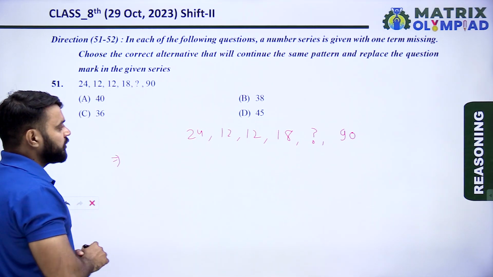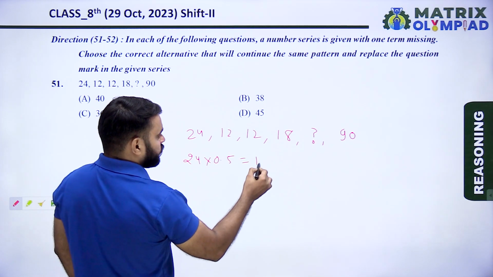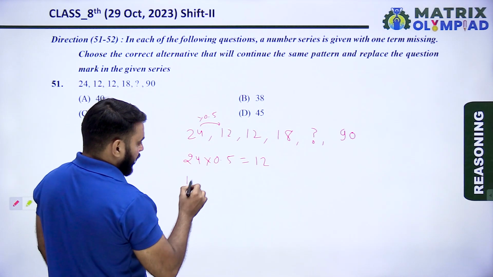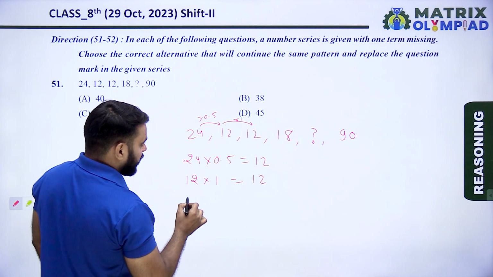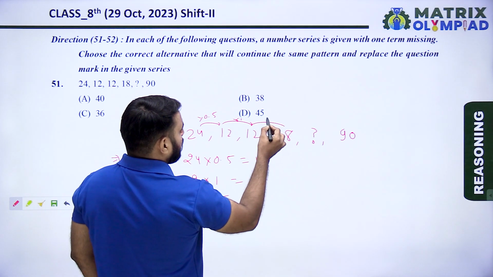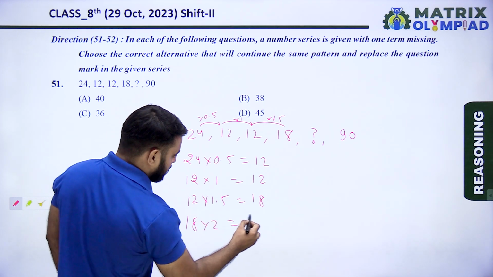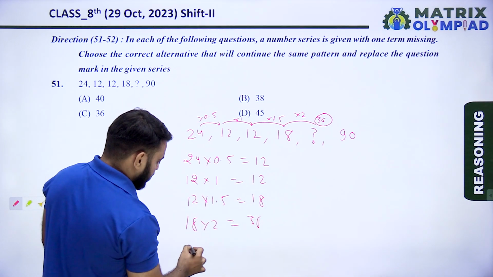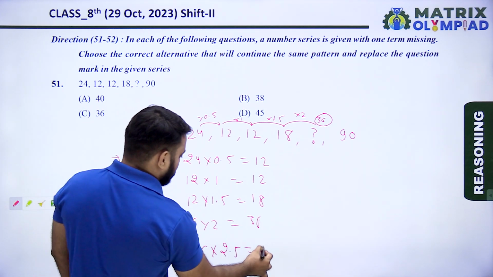First, find the pattern of the question. The pattern is 24 multiplied by 0.5, which means 12. Now 12 multiplied by 1 means 12. Now 12 multiplied by 1.5 means 18. Now 18 multiplied by 2 means 36. Then 36 multiplied by 2.5 means 90.